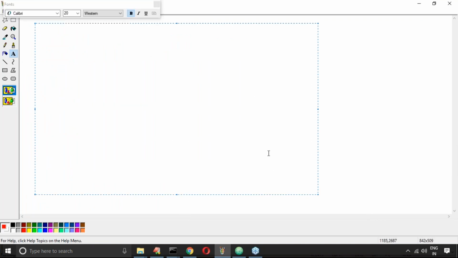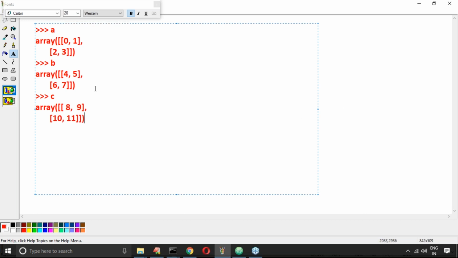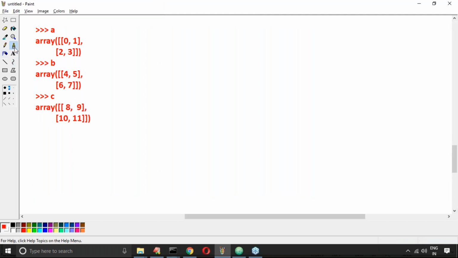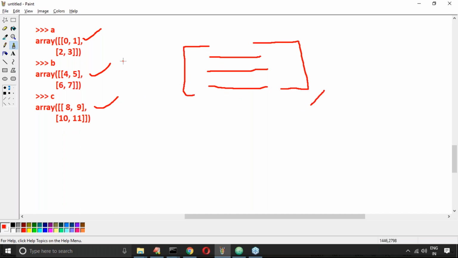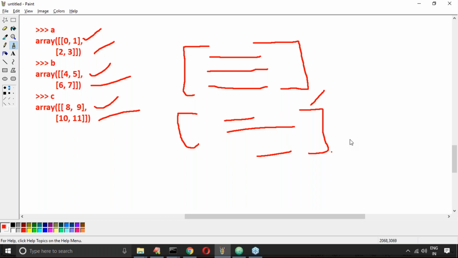Now, sir, what about axis 1? One means rows. Take one row here, one row here, one row here, and this is the first 2D array. Then take one row here, another row here, another row here, the second 2D array. Are you feeling comfortable, right?